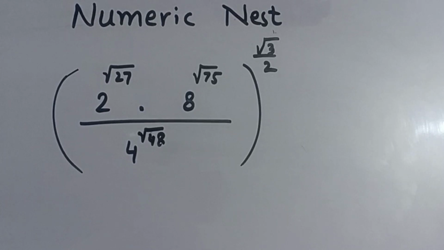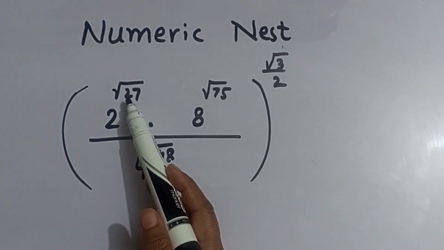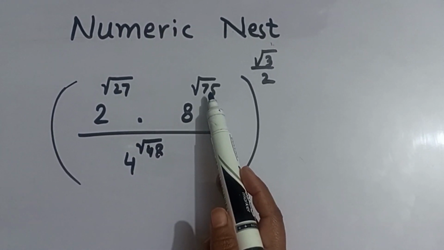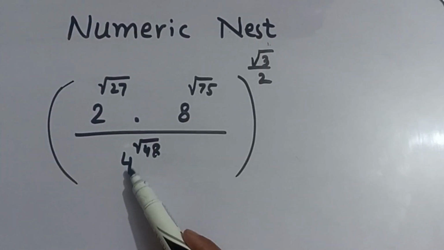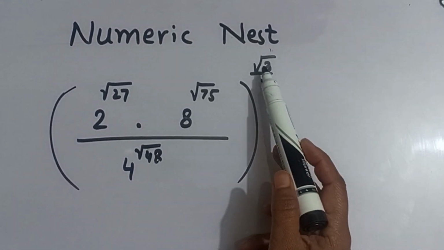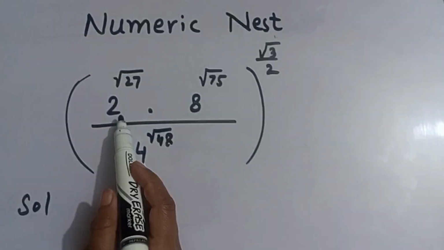And in this video, we are going to solve this question: (2 raised to the power square root 27 multiply 8 raised to the power square root 75) over (4 raised to the power square root 48) whole raised to the power square root 3 over 2. So let's start.